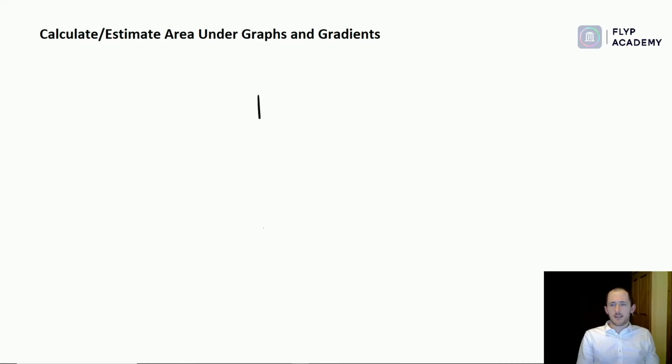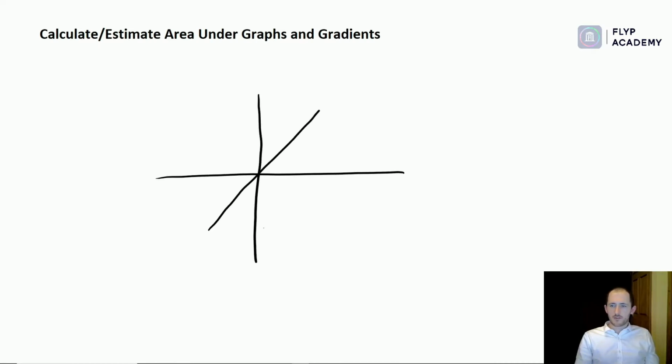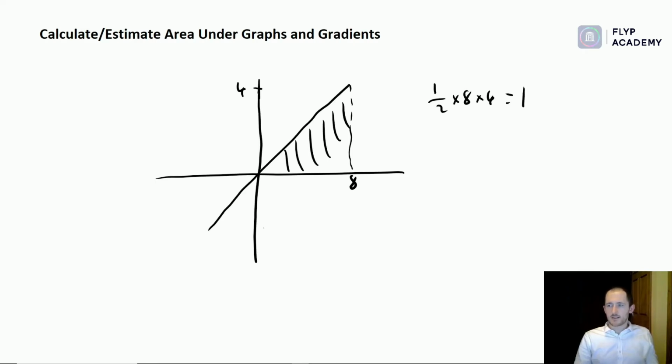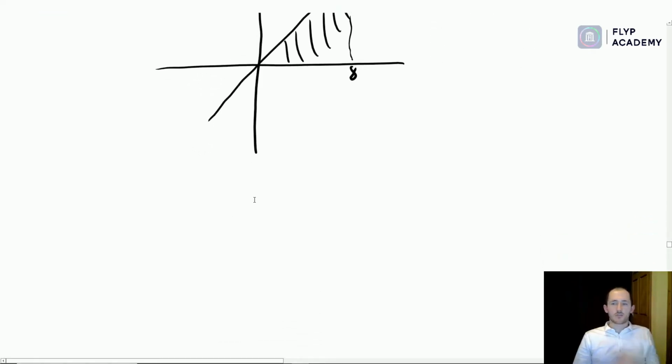Well, if you're lucky, you'll get a straight line graph, and you're asked to work out the area under this graph. So all of this space here, that's a big triangle. So if you're lucky, the coordinate here is going to be, let's say, 8, and the coordinate at the top here is going to be 4. And how do you work out the area of a triangle? You do a half, base, which is 8, times the height. So 16. Easy.